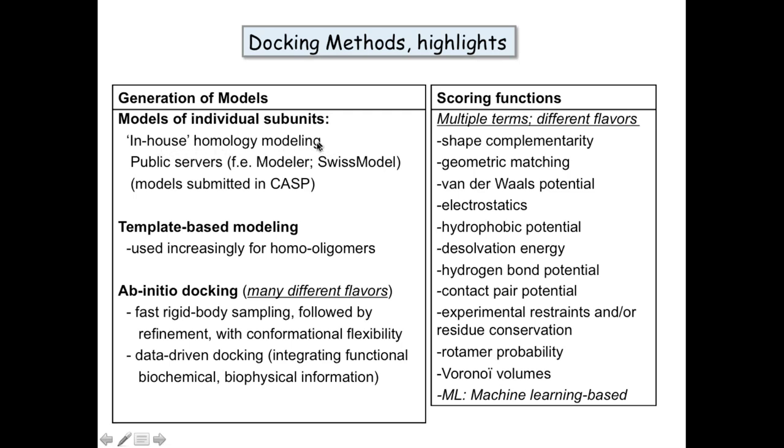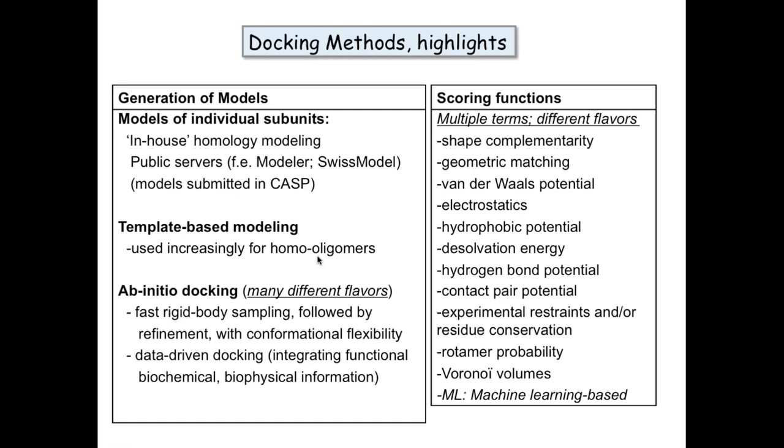Sometimes you use in-house procedures. Sometimes you use public servers like Modeller and Swiss-Model. And in common CASP experiments, people use models already submitted by the CASP community during the CASP round. Then, template-based modeling is used increasingly for homo-oligomers. In other words, you find much more commonly templates for homodimers and homotrimers than for heterocomplexes.